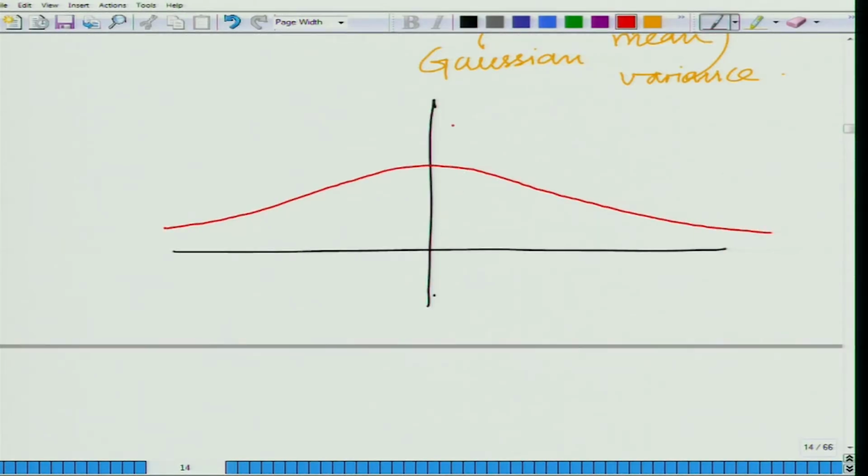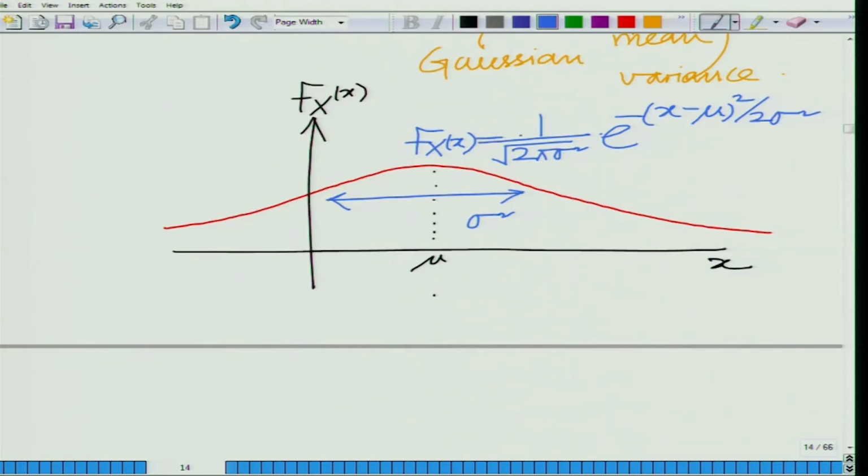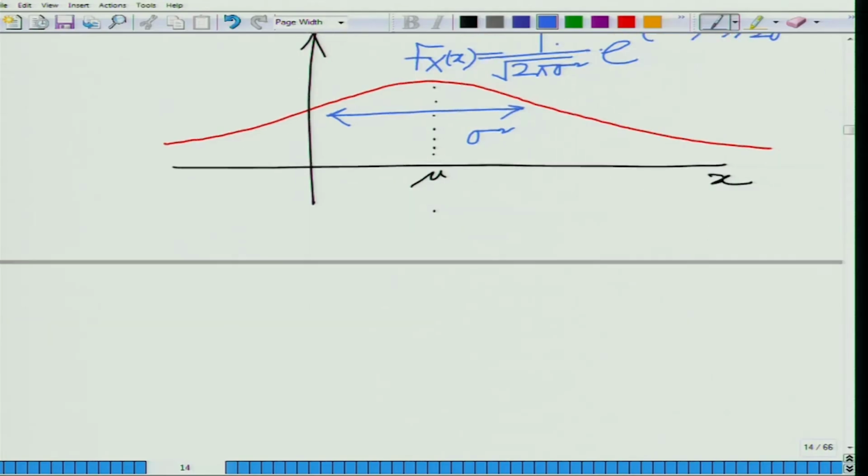It peaks at the mean, let us say the mean is non-zero. This is your f x of x, this is your x. The peak is at the mean mu. The spread of the Gaussian is proportional to its variance sigma square, and the probability density function is 1 over square root of 2 pi sigma square, e raised to minus x minus mu whole square by 2 sigma square. This is the PDF of the Gaussian, which you already know.